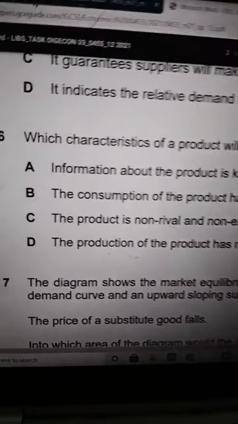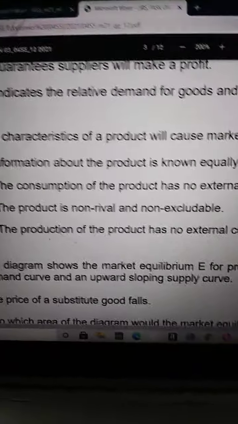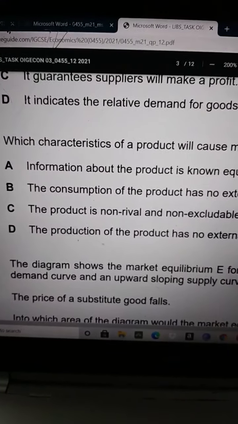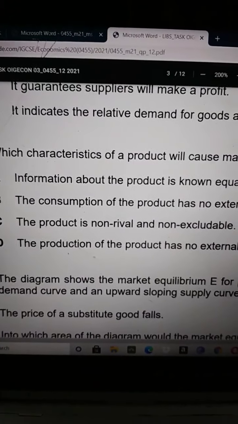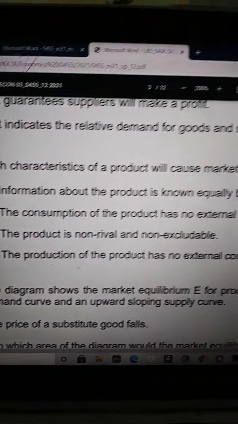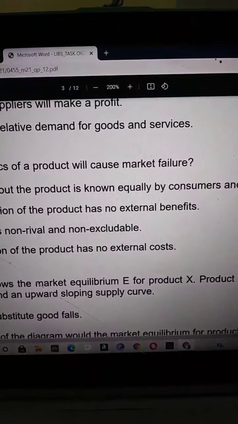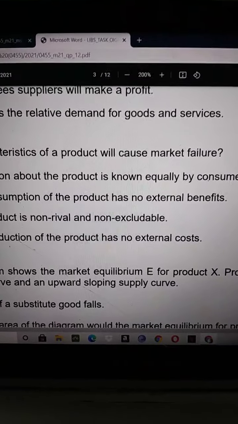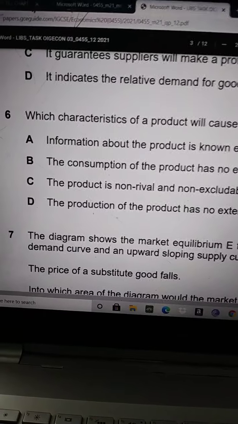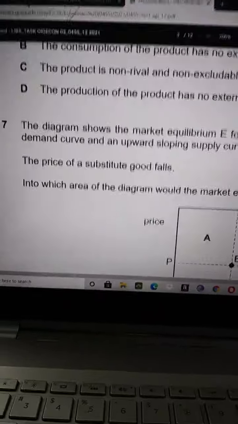So, market failure will be caused in this case by option B, because all these 4 options are basically not creating any market failure, but out of the options, the consumption of the product has no external benefit. It means that there are no benefits at all provided by that product to the consumers. So we pick B as the answer of question number 6. That is the only option which can create a market failure.